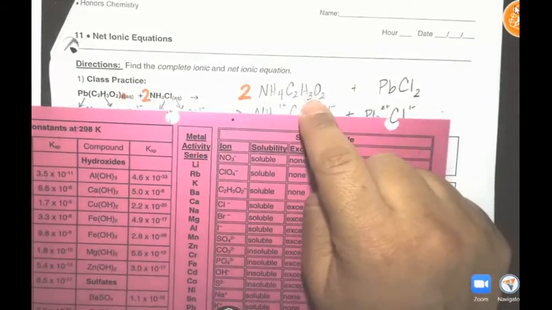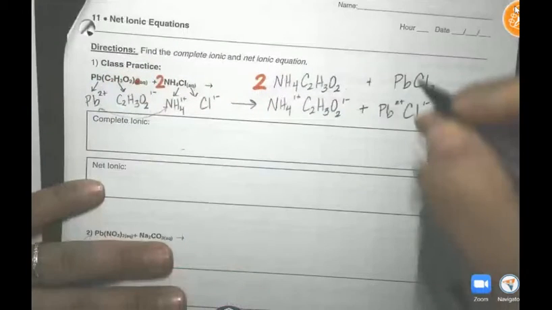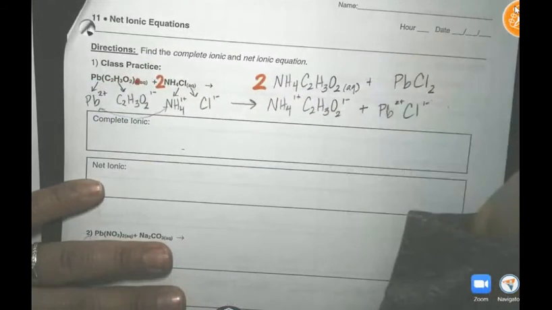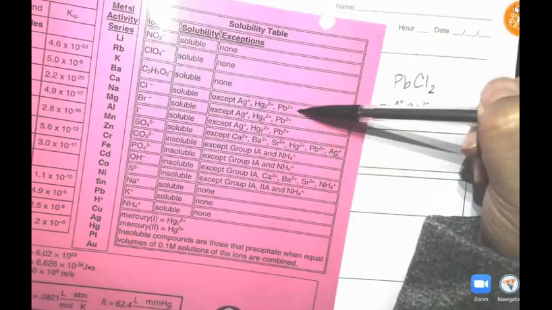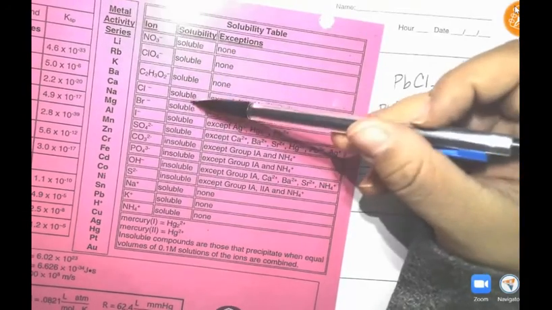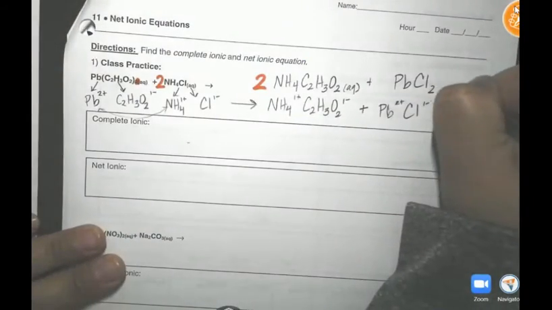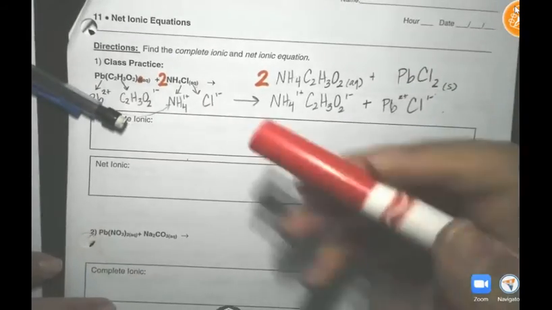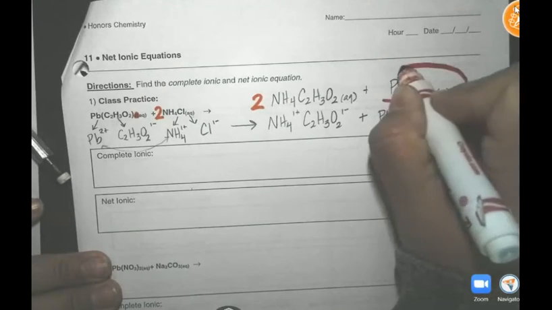So here's acetate. Acetate is right here. All of them are soluble, no exceptions. So this is my aqueous product, and PbCl2 is chloride. So I'm going to look for Cl 1 minus, soluble. Oh, here's Pb 2 plus, which is an exception. So usually it's going to be aqueous, but this is an exception. So that is now a solid. So of these two, I want to keep this together.